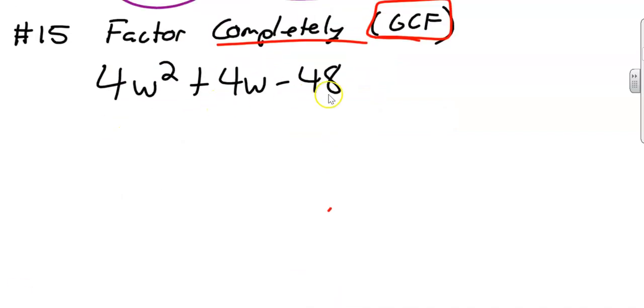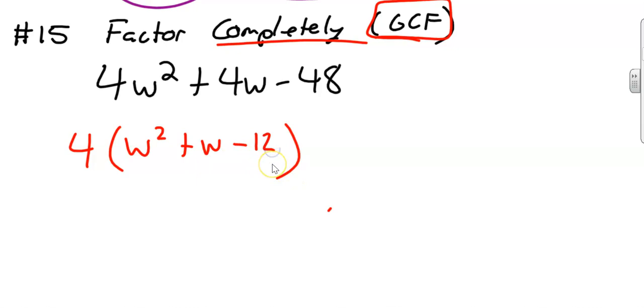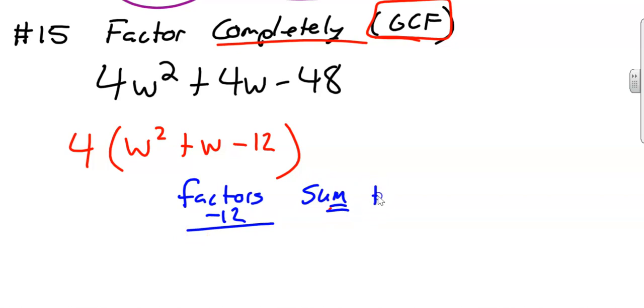Okay, 4, 4, and 48. You can divide them all by 4, so go ahead and divide everything by 4. So you have w squared plus 1w, or just w, minus 12. So now you're looking for the factors of -12 where the sum would equal +1.